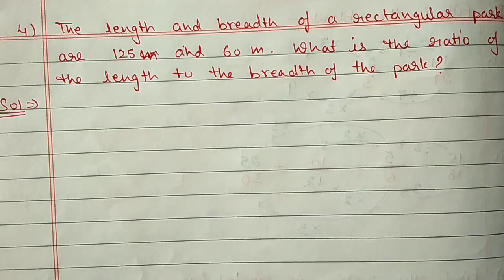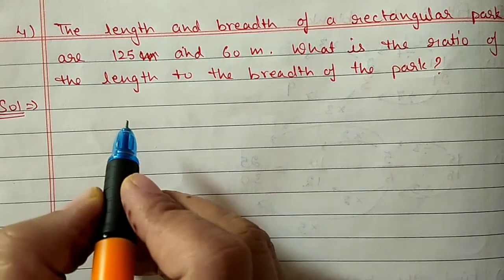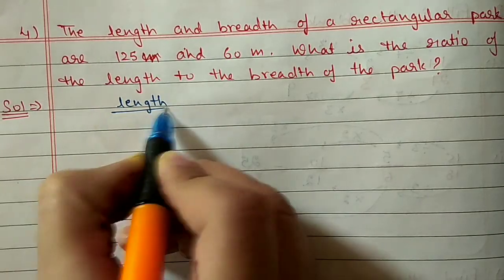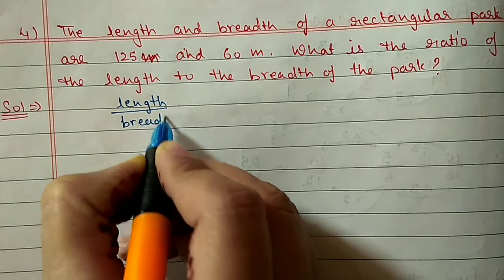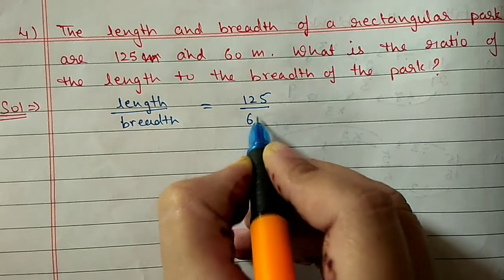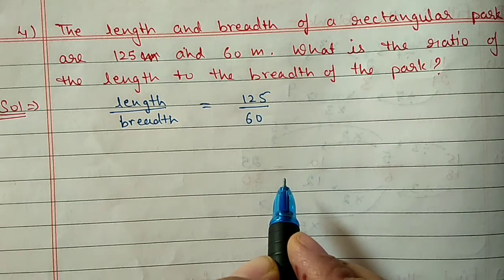Next question number 4. The length and the breadth of a rectangular park are 125 meter and 60 meter respectively. What is the ratio of the length to the breadth of the park? So you have to find out the ratio of length to park breadth. Length is given 125 meter and breadth is given 60 meter. Both units are the same. Now we can do the cancellation.